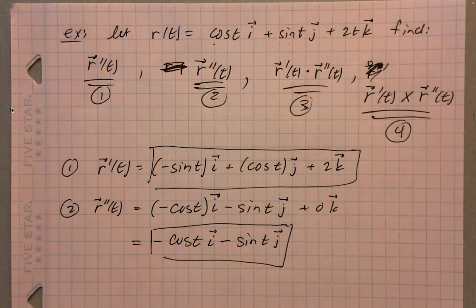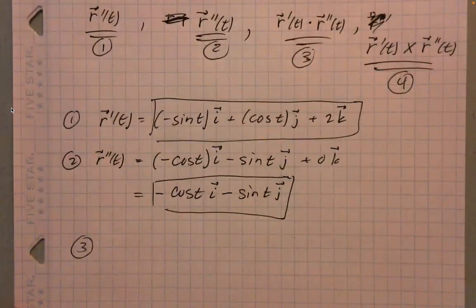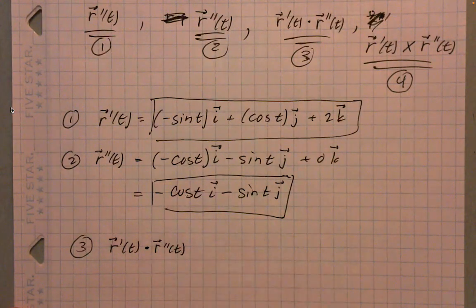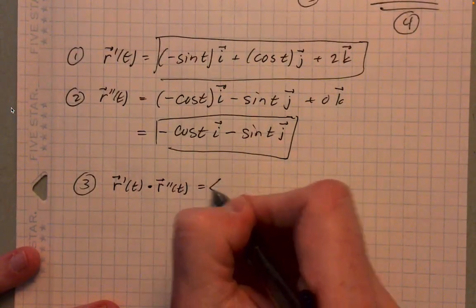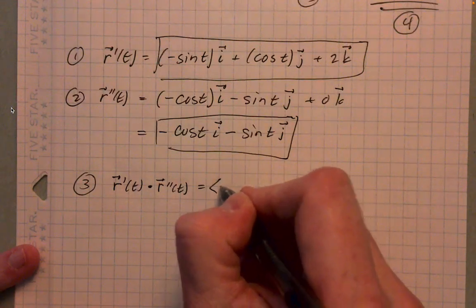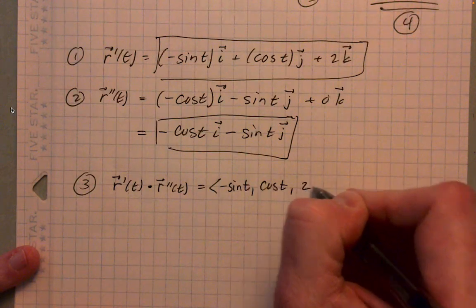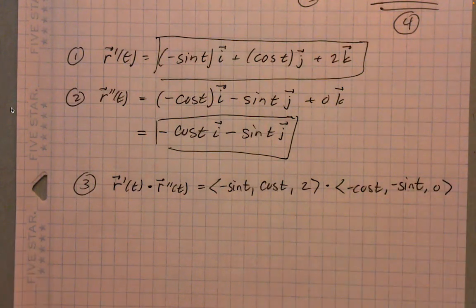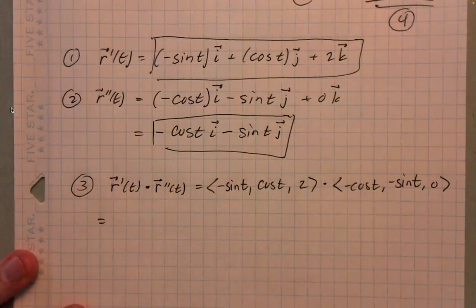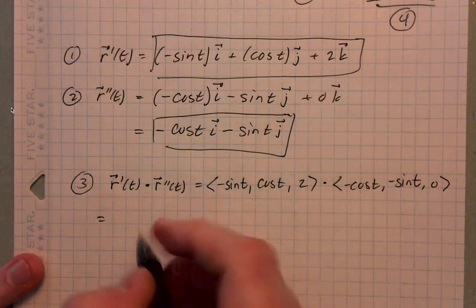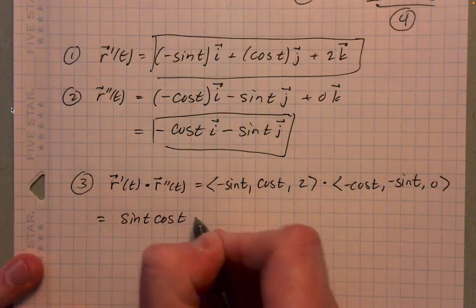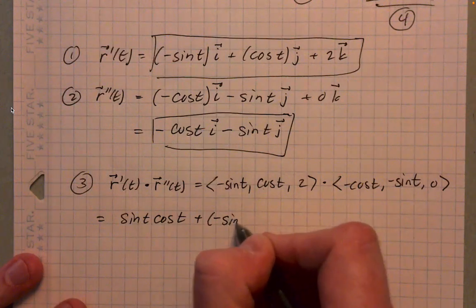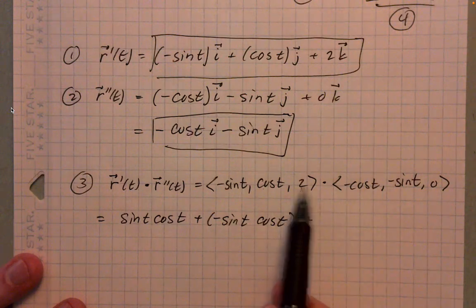Now what about the third item? Let's calculate the dot product here of these two. So we're looking for r prime of t dotted with r double prime of t. So the dot product. And when I do the dot product, I just kind of like to write it differently just so I can keep track of the components. So this would be negative sine of t, cosine of t, and 2 dotted against negative cos t, negative sine t, and 0. Okay, so that's what that is. And so we can easily calculate this. It'll be negative sine times negative cosine, so that's just going to be sine times cosine. Plus, and then it's cosine times negative sine. All right, so that'll be plus negative sine t cos t. And then plus, that's just the 0, right?